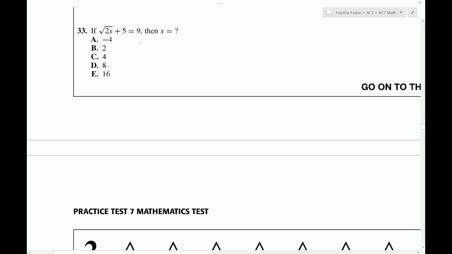Alright, so here we have to solve for x, so we subtract 5 from both sides. That gives us rad 2x is equal to 4, square both sides, 2x equals 16, divide by 2, x equals 8.